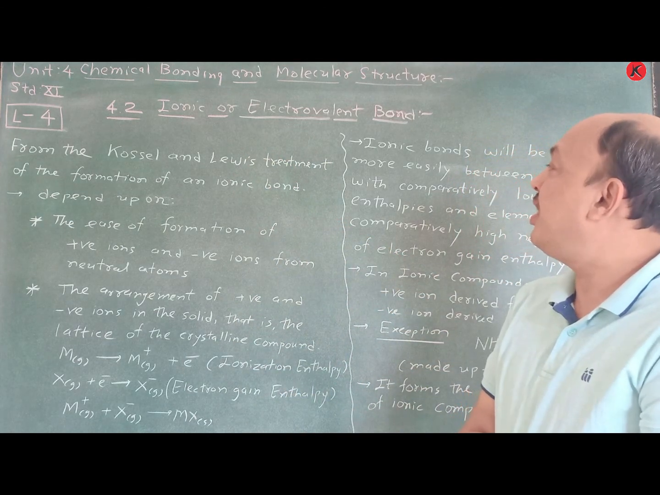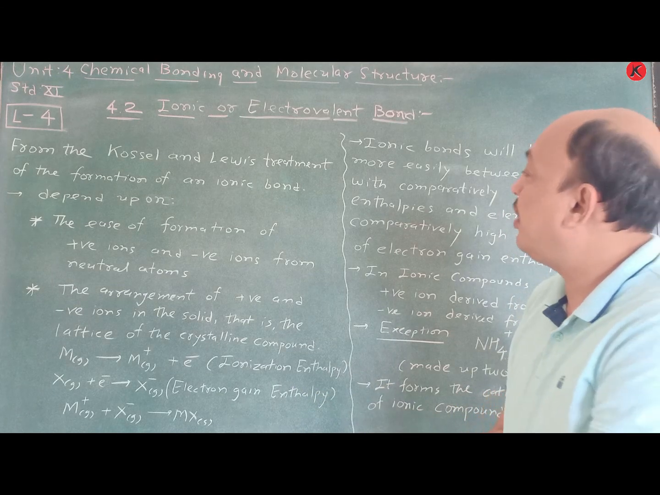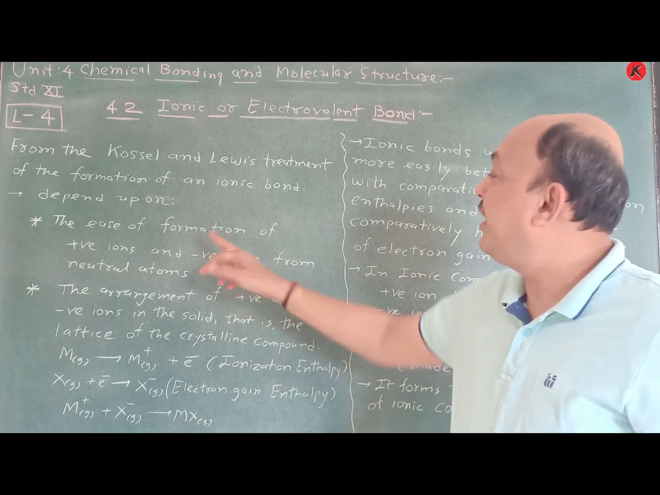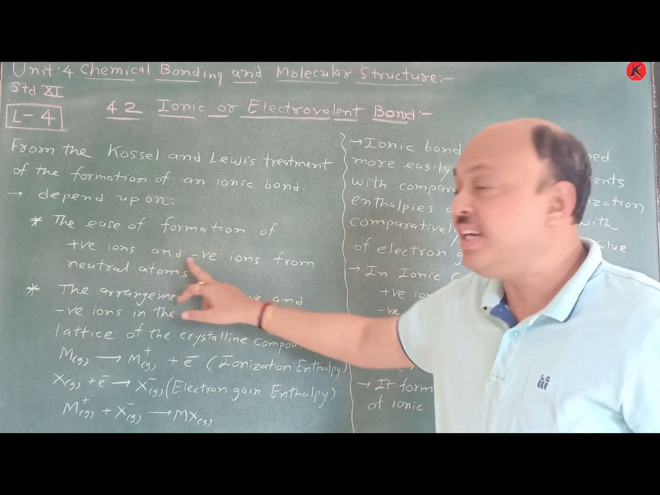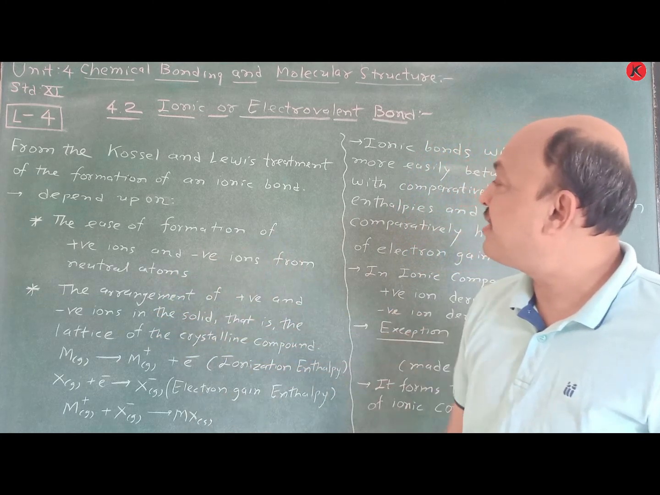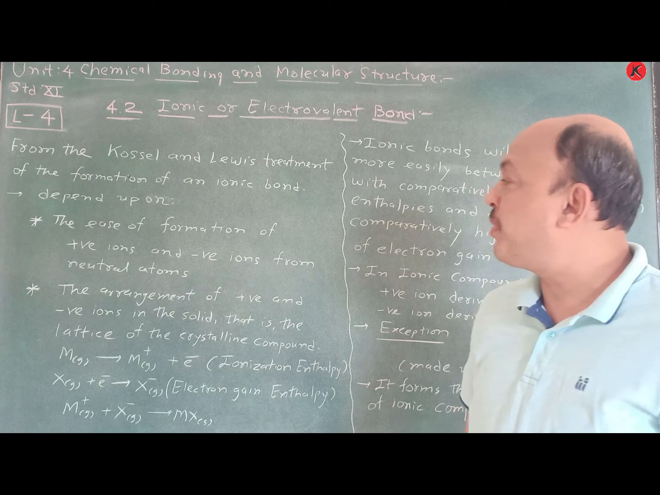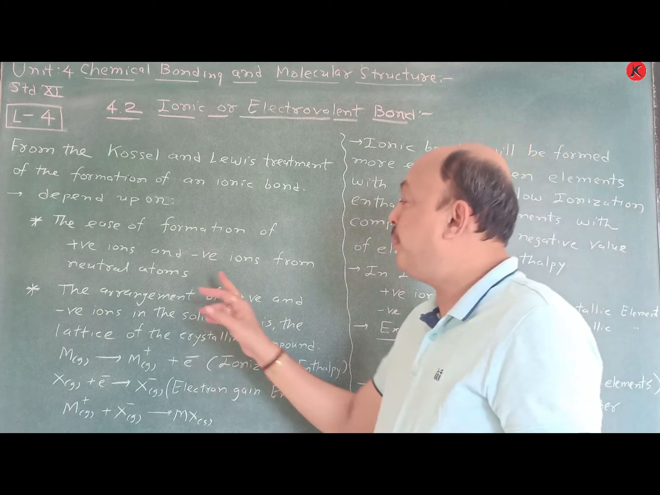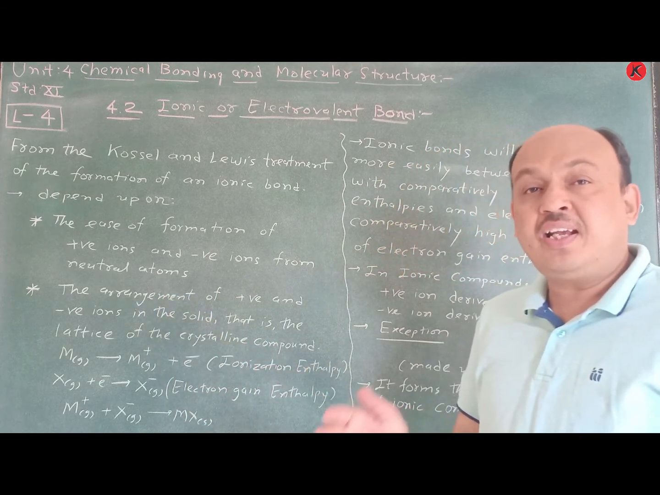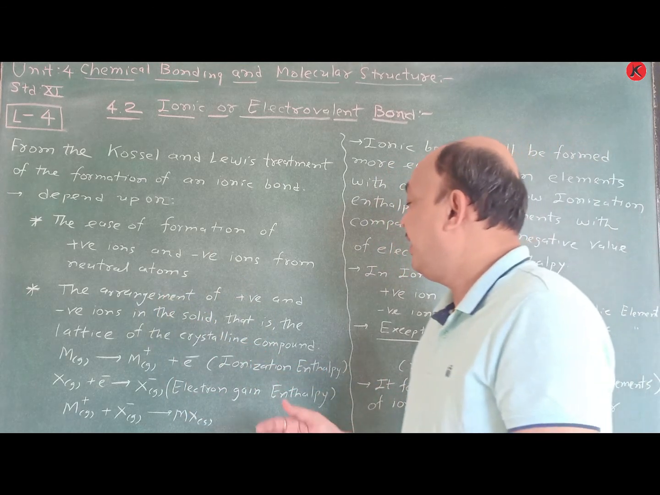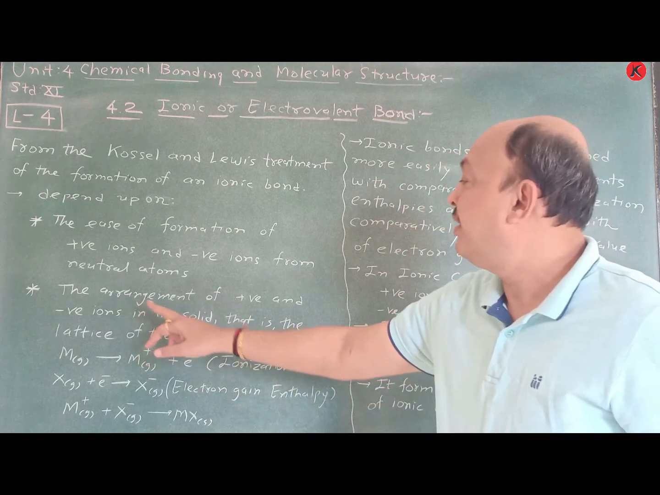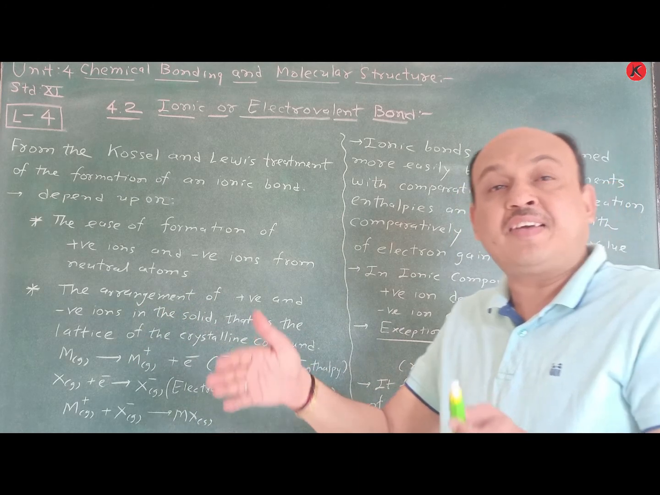So from the Kossel and Lewis treatment, the formation of an ionic bond depends upon, as I just explained, the ease of formation of positive ion and negative ion from neutral atoms. Okay, so this is a very simple way. And the arrangement of these positive and negative ions in the solid, that is the lattice of the crystalline compound. The arrangement of positive and negative ions is fixed.